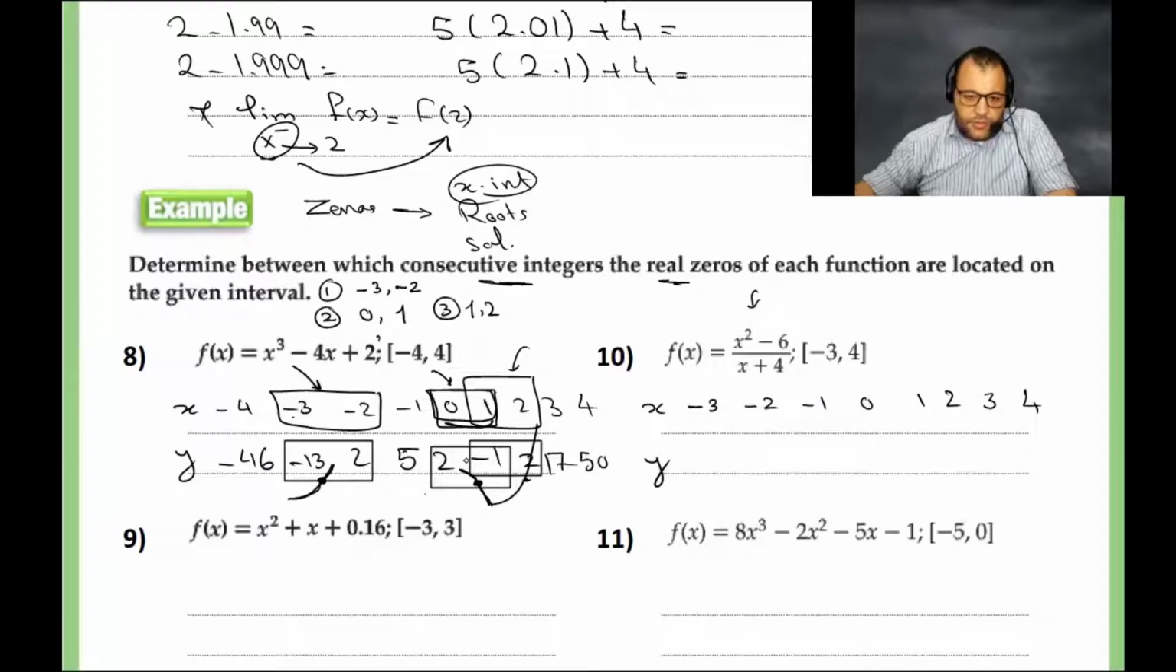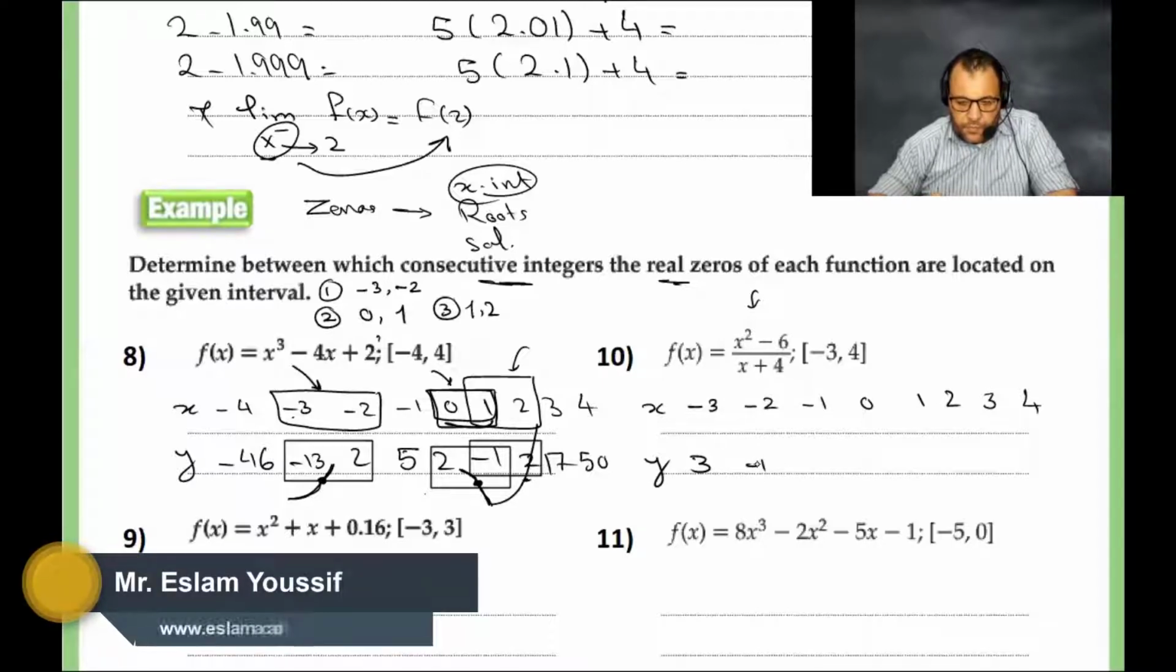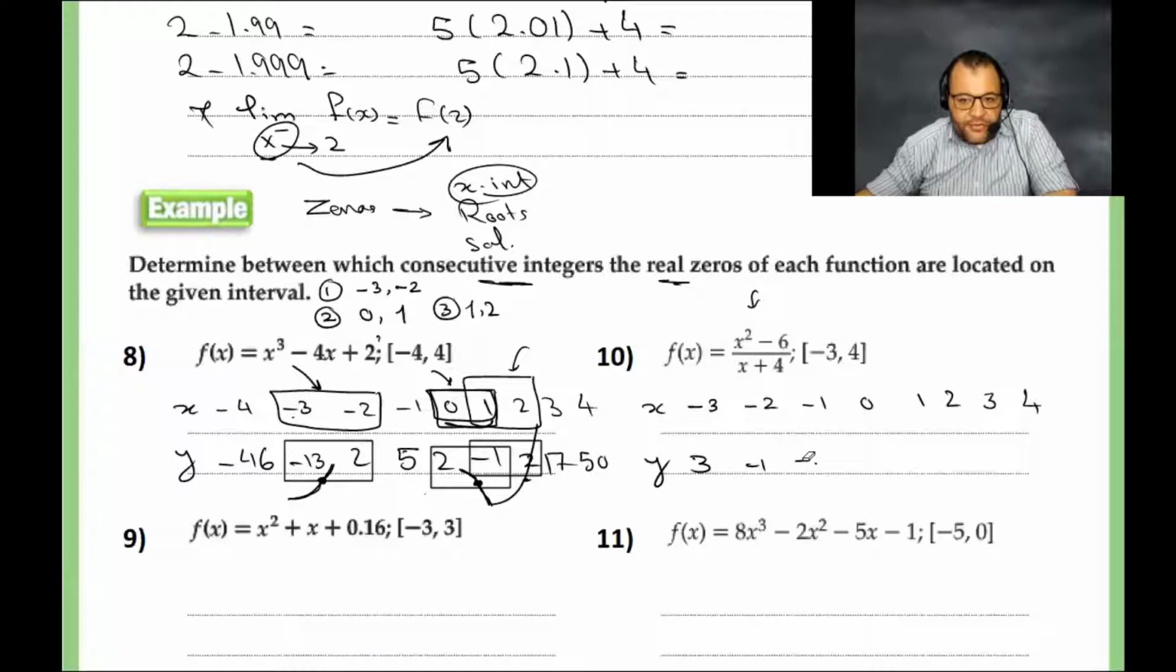Okay, I got it. At -3 it is -1.6, -2 is -1.66, -1 is -1.5, 0 is undefined, 1 is -1, 2 is -0.3, 3 is 0.4, positive, and 4 is 1.25.